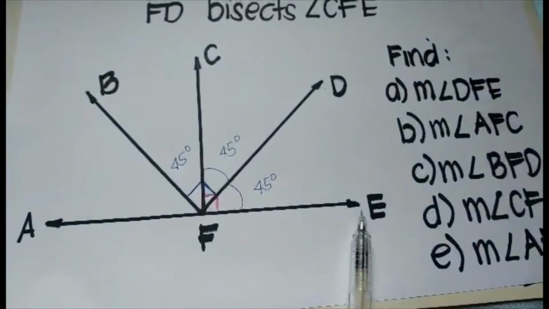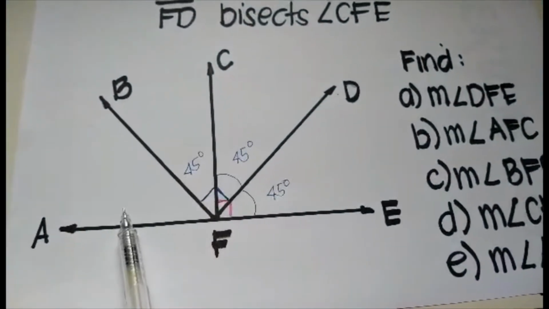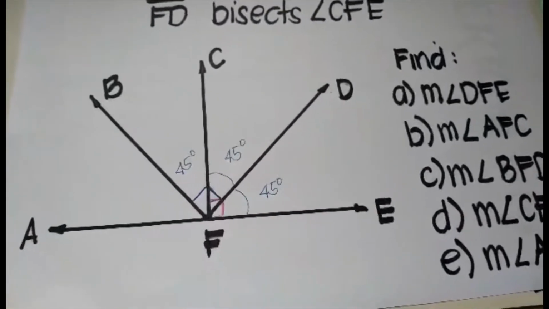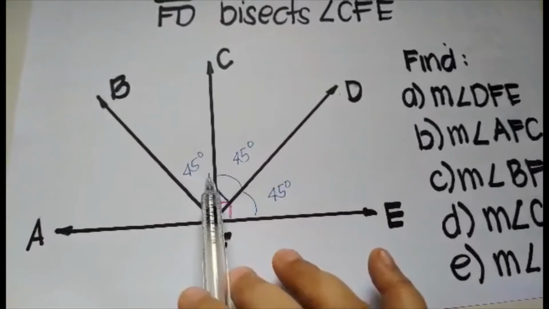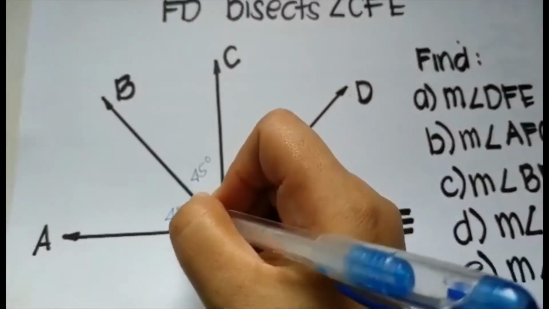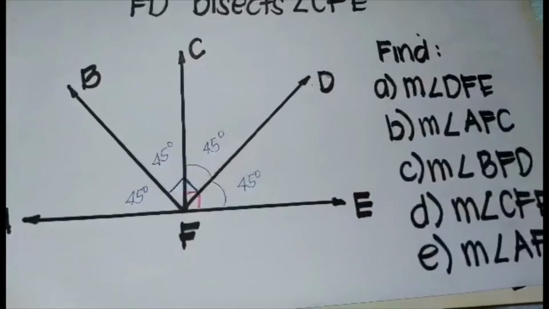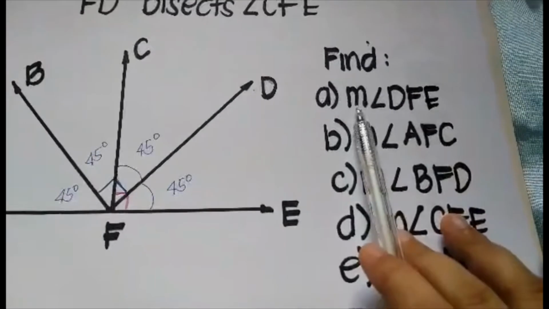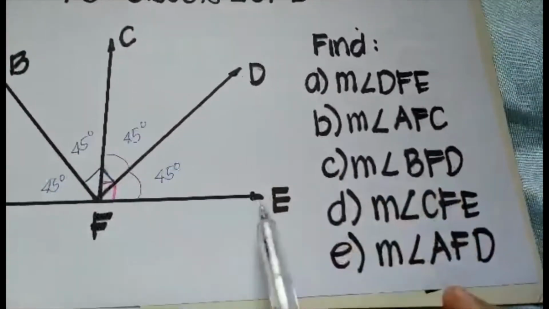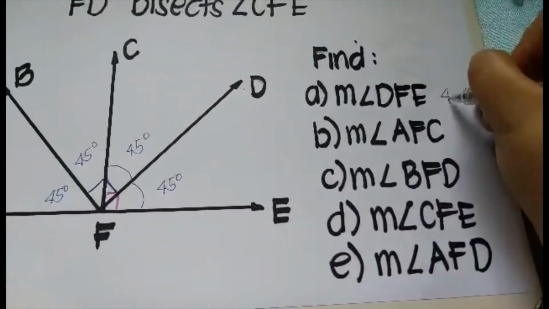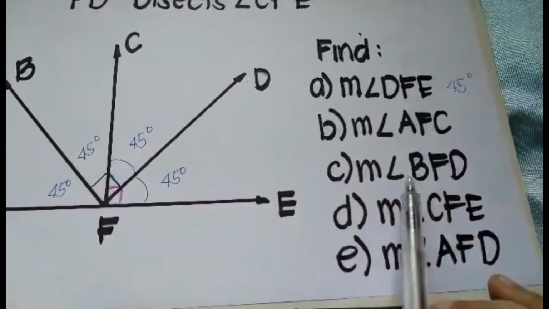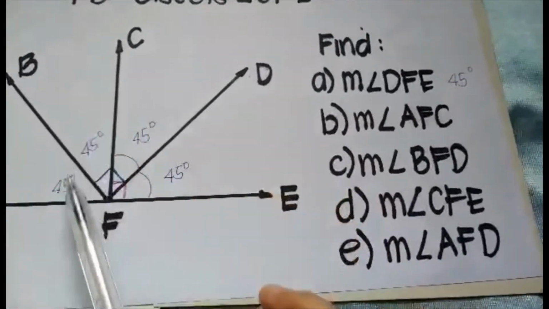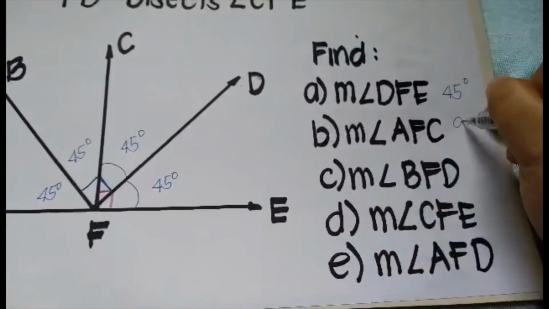Once we see a straight line, the sum of these four angles is equal to 180 degrees. So if these three are added and subtracted from 180, this will also give this one 45 degrees. So we can now answer what is asked in the problem. Find measure angle DFE. So this is 45 degrees. Angle AFC. 45 plus 45. That's 90 degrees.